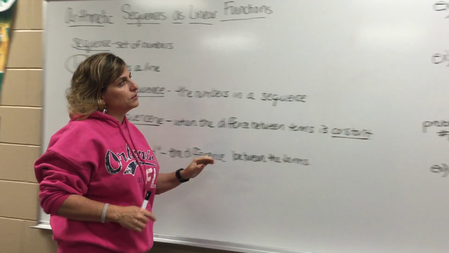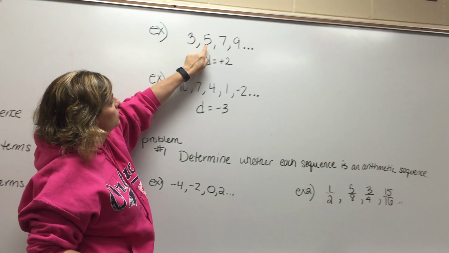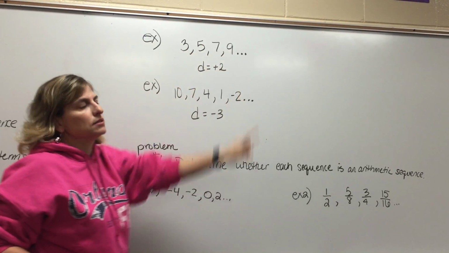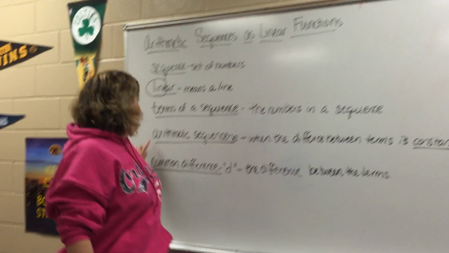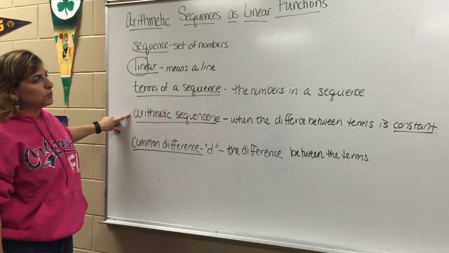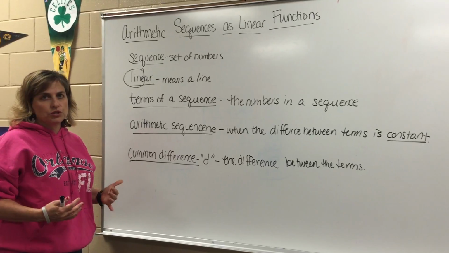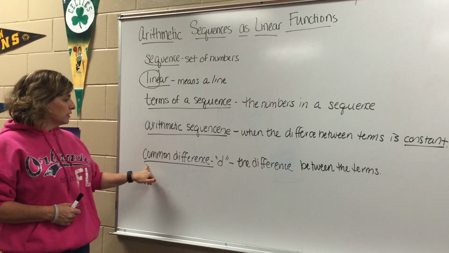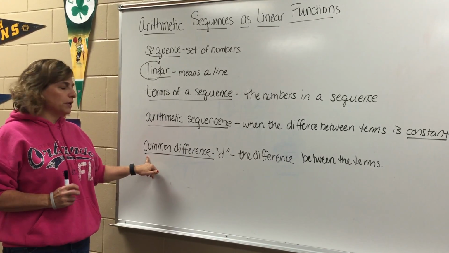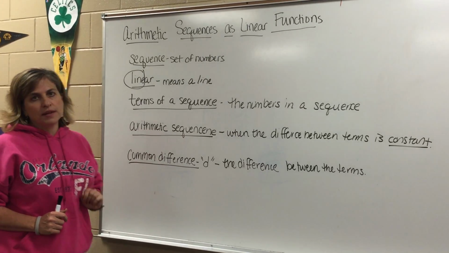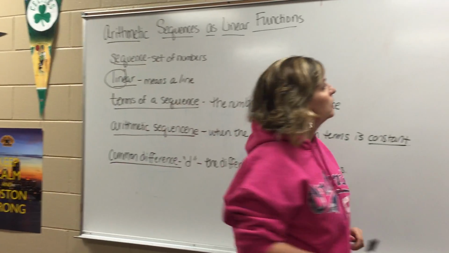I'm going to jump over here and just show you. This is an arithmetic sequence, and these are the terms in the sequence. An arithmetic sequence is when the difference between the terms is constant. And again, I will show you that. And the common difference, which we call D, is the difference between the terms. So get all that down into your notes.